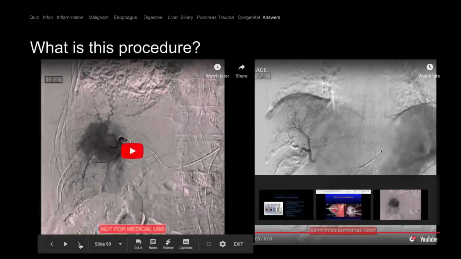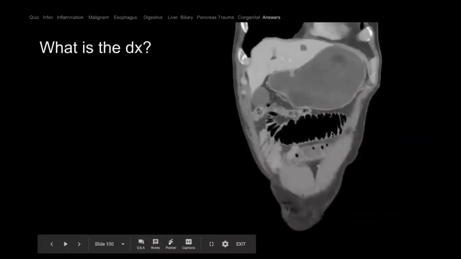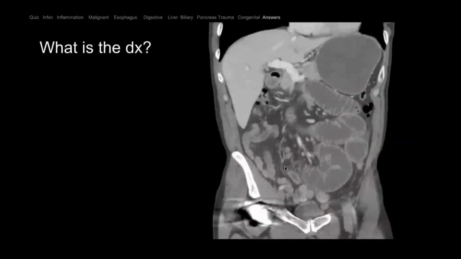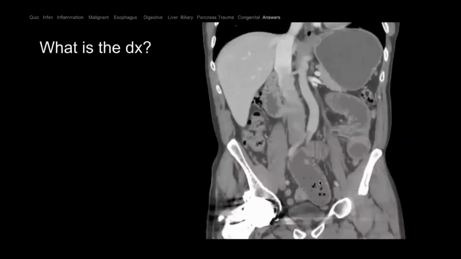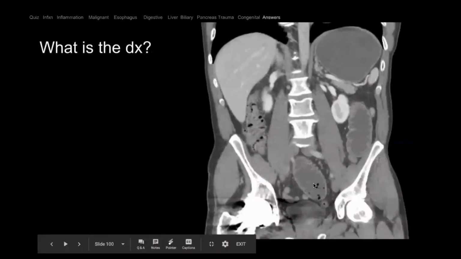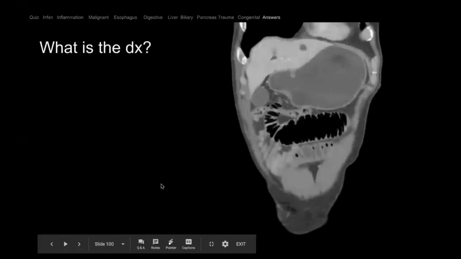In this case, the diagnosis is that there's dilated small bowel, and then there's decompressed distal small bowel. So this is a small bowel obstruction, and this is the transition point where the dilated bowel becomes markedly narrowed, and the most common cause is adhesions.